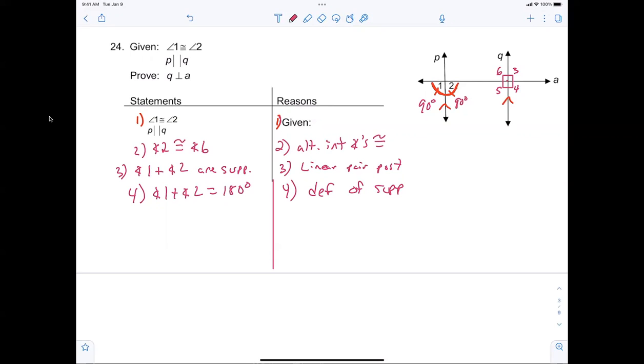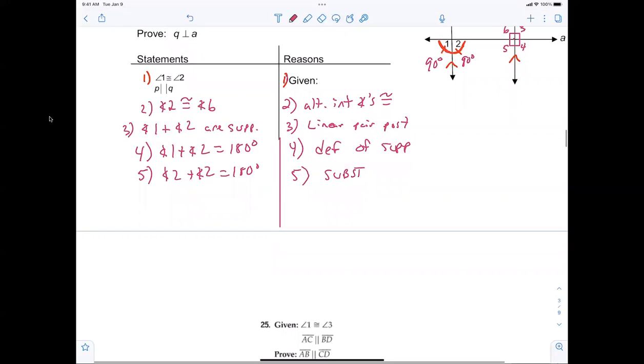Okay, now what's the next step? Tell us. Yep, there we have it. Angle 2 plus angle 2 equals 180 degrees. And obviously that is a substitution. So now what do we have? 2 angle 2's, which is a little awkward, equals 180 degrees. Do you agree with that?